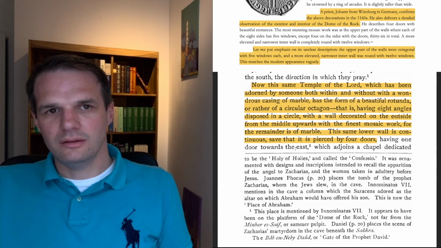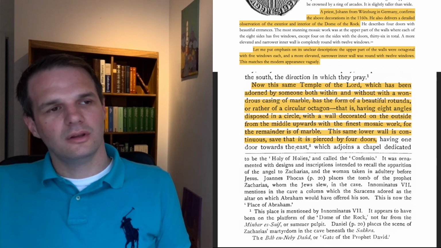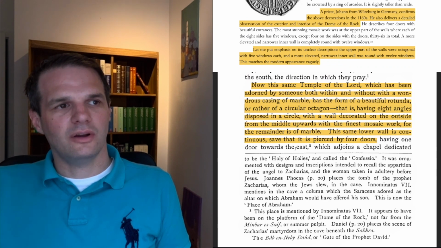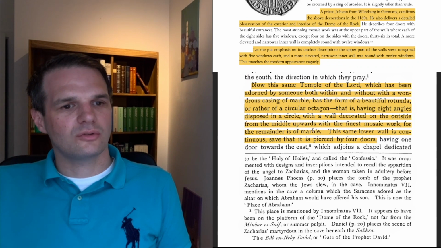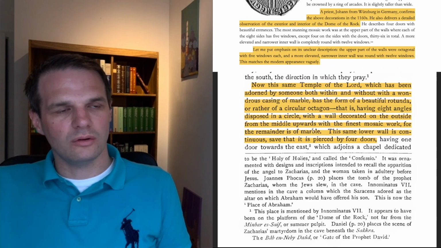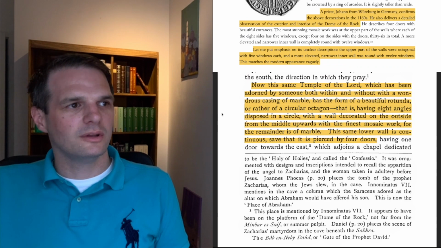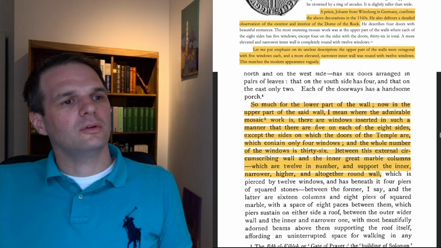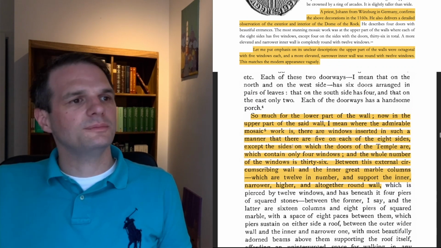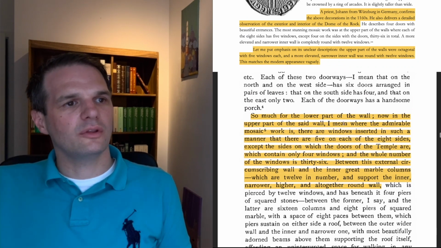Okay, so clearly Johann from Würzburg can identify an octagon, and he can describe it. Here he has described the lower portion of the wall of the octagon, which was covered in marble. Again, this is in line with other descriptions we have. Now he goes on with the upper part of the octagon. "So much for the lower part of the wall."